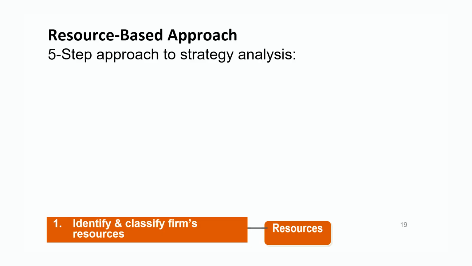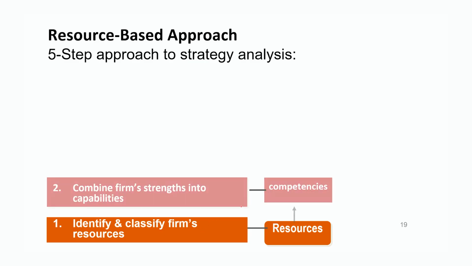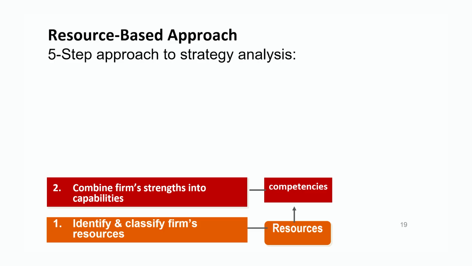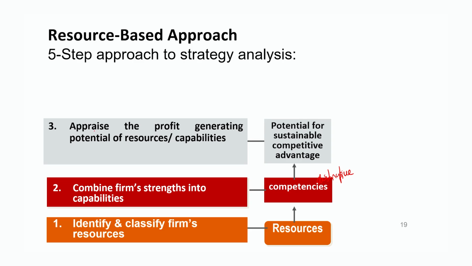Now we will just summarize the resource-based view approach in 5 steps. First step, you are required to identify and classify your resources in order to see which resources are your strengths and which resources are your weaknesses. Then you are required to combine your firm's strengths with capabilities to create distinctive competencies. Then you are required to appraise the profit generating potential of these resources using the VRIO framework to see whether they will give you sustainable competitive advantage or temporary competitive advantage. So this is what we have discussed till now under the resource-based view approach.